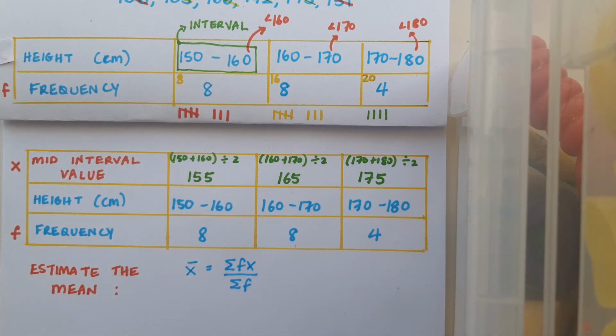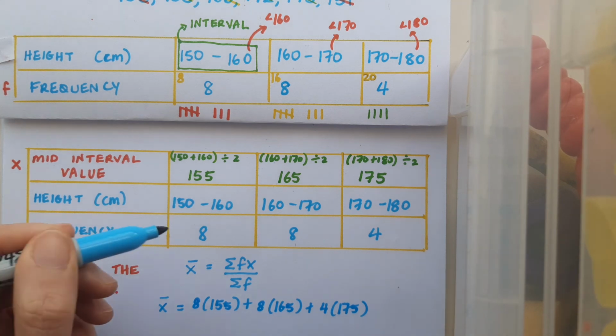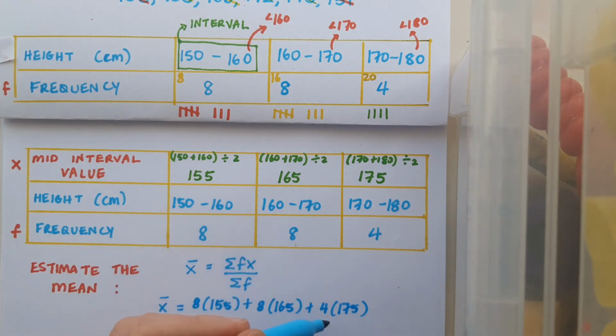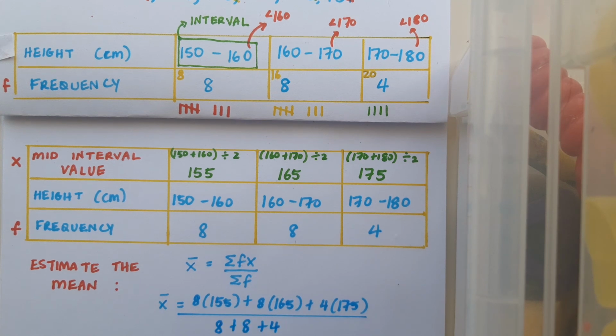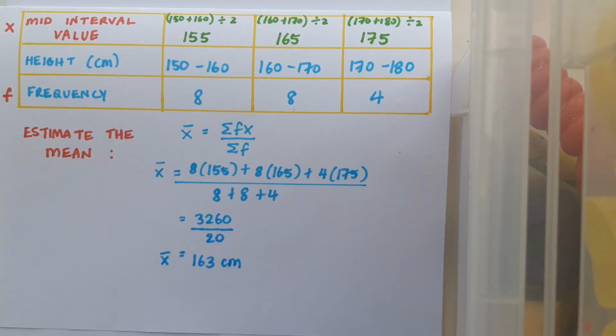So how will that look? In this case, my summation fx will be 8 times 155, 8 times 165, and 4 times 175. And like I said a moment ago, my summation f will be 8 plus 8 plus 4. And now to the calculator to find the answer. So I'll have 3260 over 20. And my mean at the end of this is estimated at 163 centimetres.